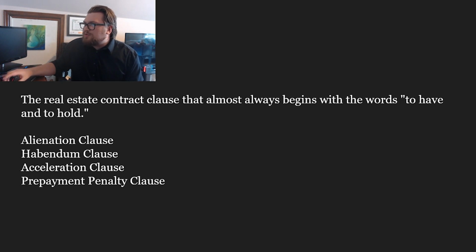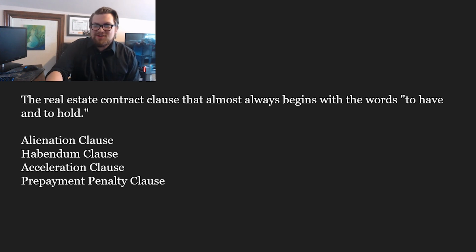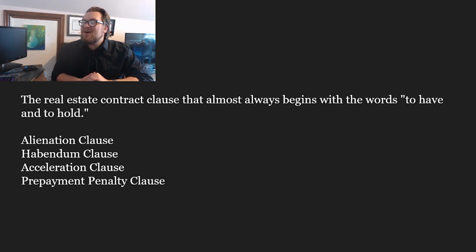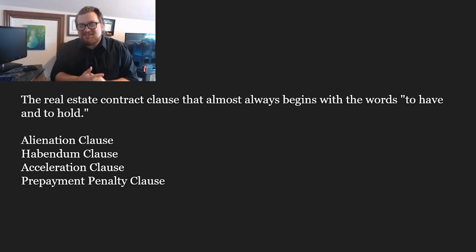All right, next question. The real estate contract clause that almost always begins with the words to have or to hold. Is it the alienation clause? Is it the addendum clause? Is it the acceleration clause? Or the prepayment penalty clause? So as always, go ahead and pause if you want. If not, just going to jump right into it. So this one is the addendum clause. So the addendum clause is a statement in a contract that describes the rights and interests being given. And it almost always begins with the words to have and to hold.